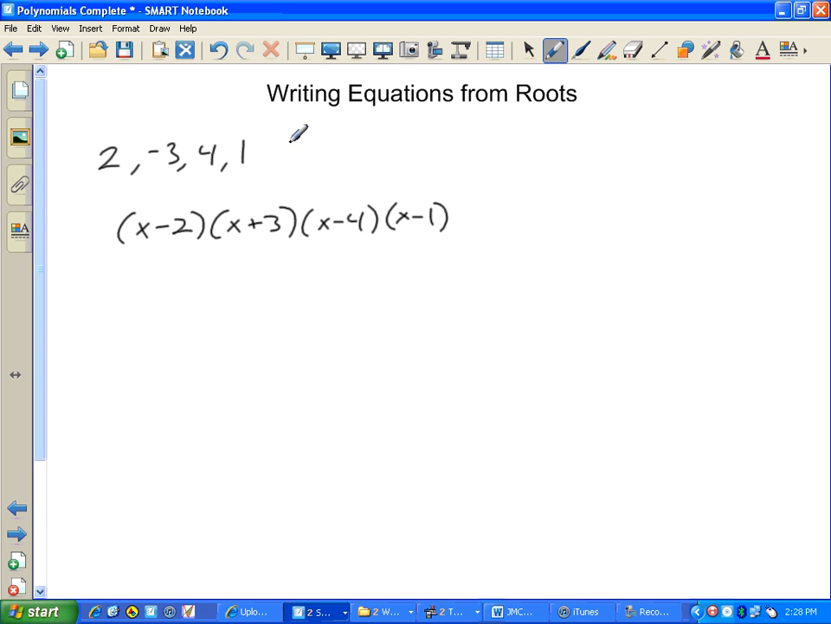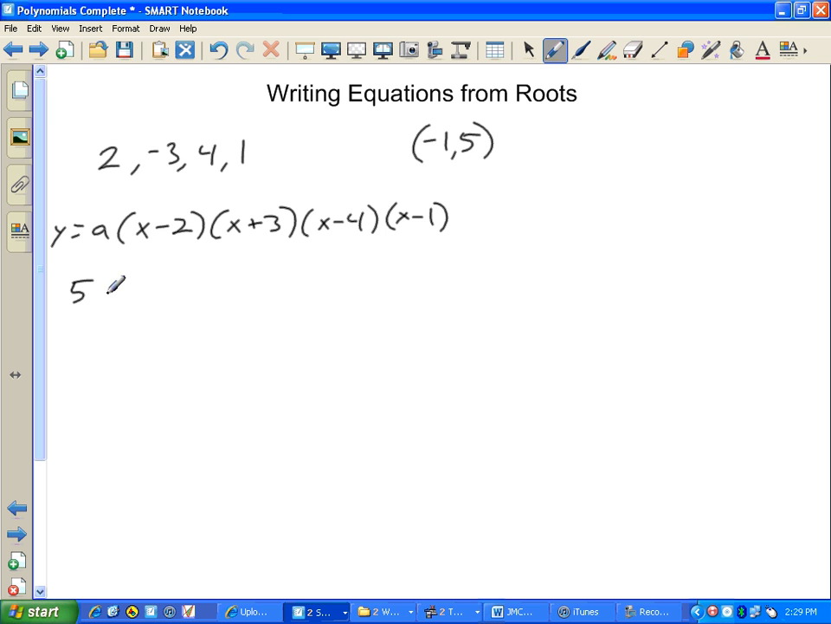Okay, and then let's say I want it to go through a specific point. We'll give it a point -1, 5. Okay, I want to go through that point. Well, what I'm looking for is my a again. So I need to find my a, which means I'm going to plug these in for my x and y. So right now I've got this.